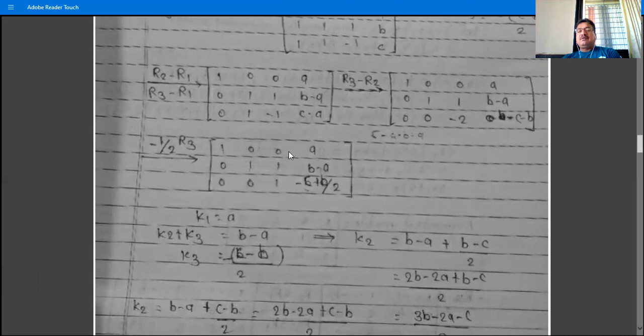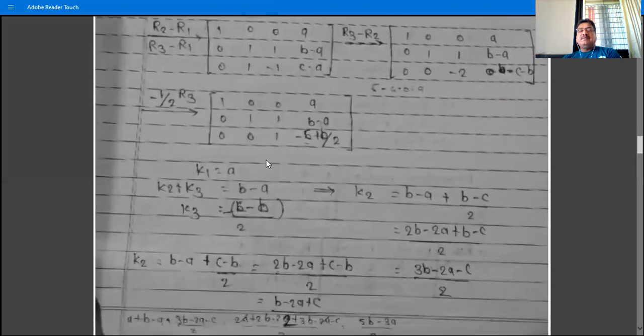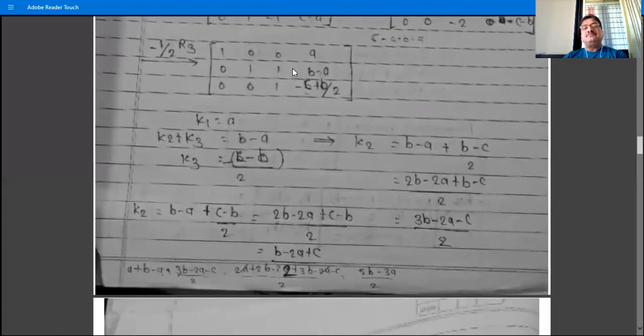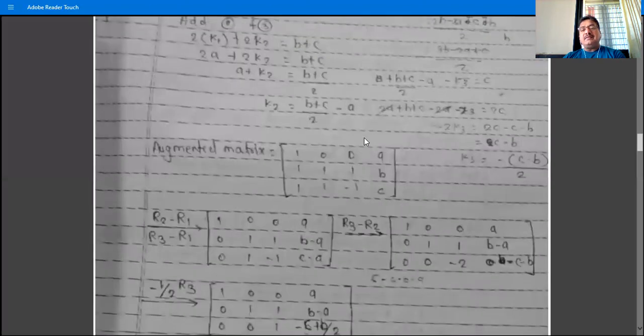After absorbing the negative sign of this minus 1 half, we have minus C plus B. If you multiply C minus B by minus 1 half, then we have minus C plus B divided by 2, or B minus C by 2. Okay, and this is an echelon form of this matrix AB.